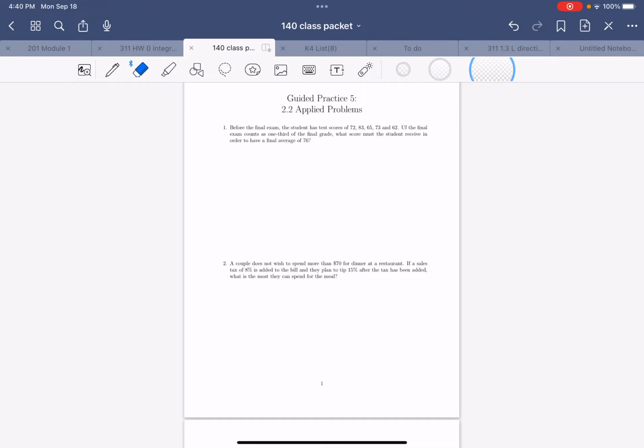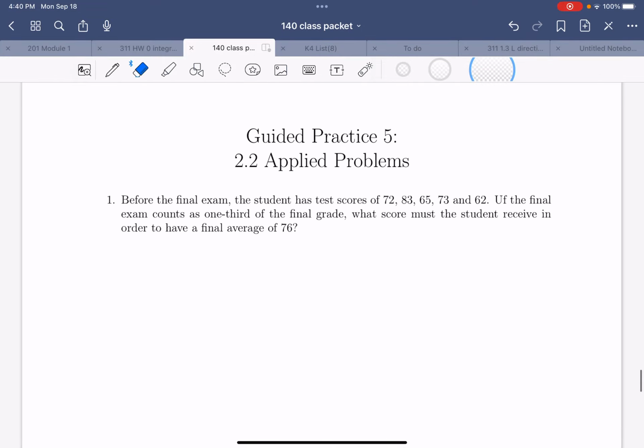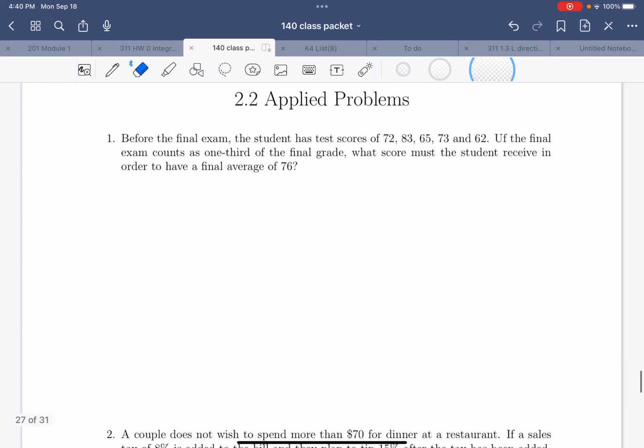Hi all, so this is guided practice 5. I'm trying again, see if we can get some volume going here. And this is our applied problems when we're solving linear equations. So we start out by identifying our variables.